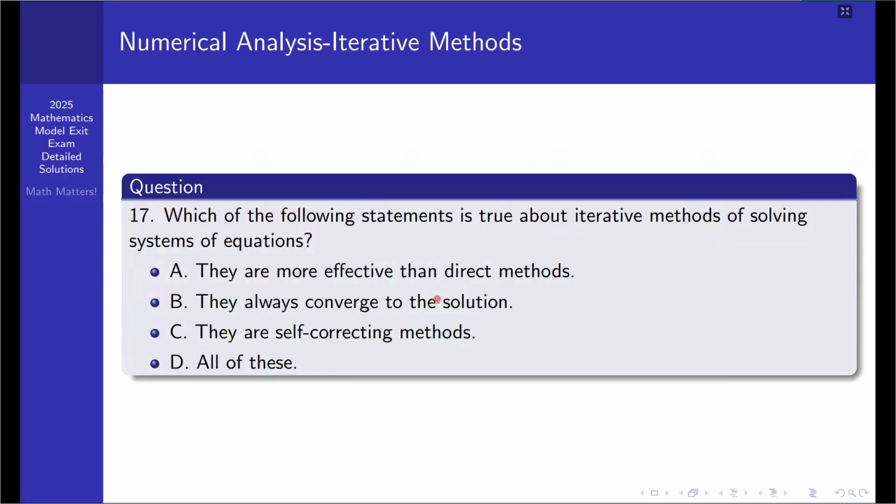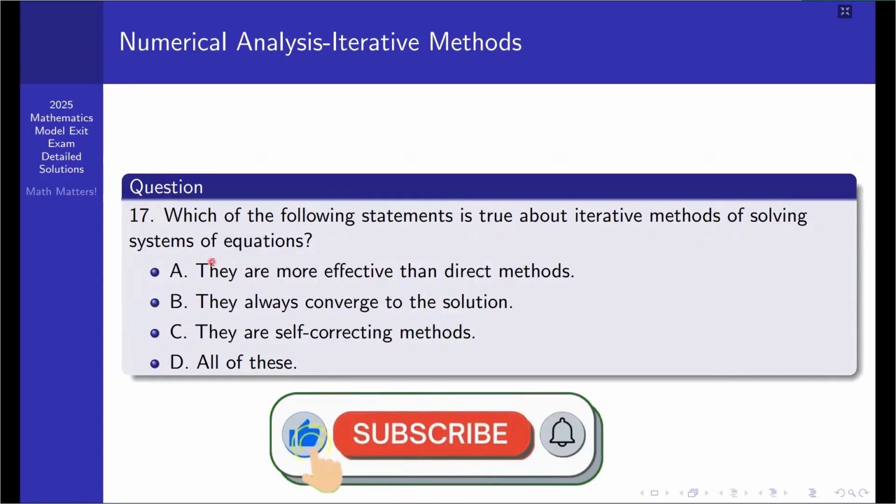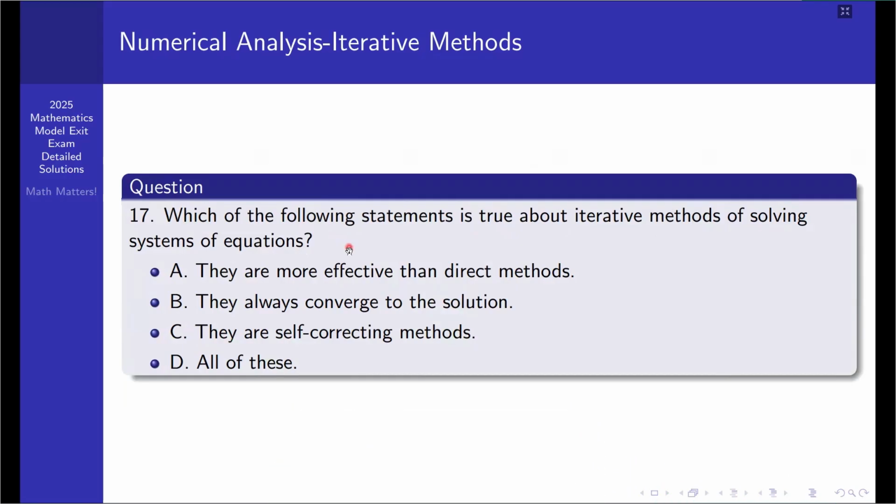Question number 17. Which of the following statements is true about iterative methods of solving systems of linear equations? That is the numerical analysis part. The alternatives are: they are more effective than direct methods; they always converge to the solution; they are self-correcting methods; all of the above.